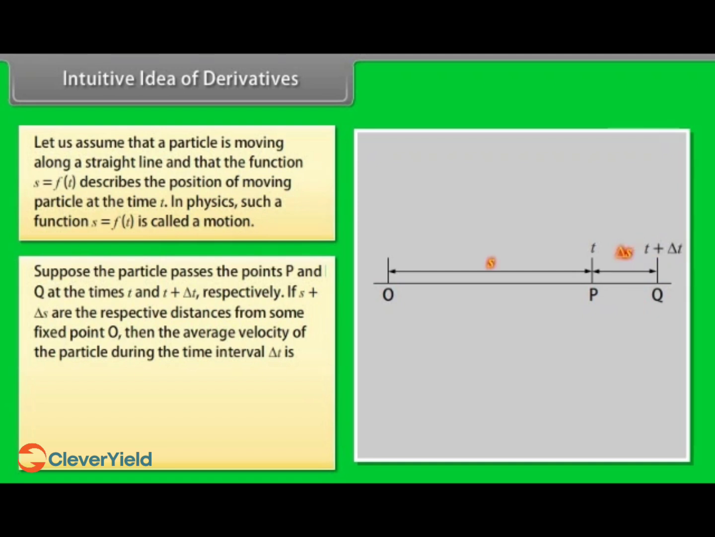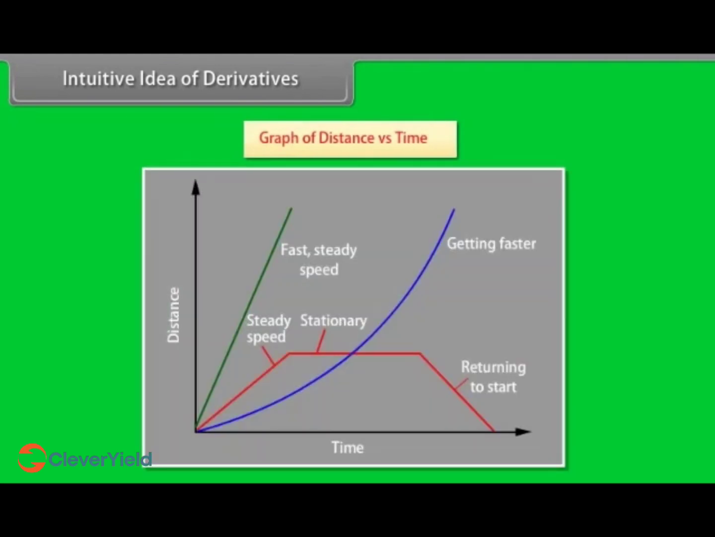If s and s plus delta s are the respective distances from some fixed point O, then the average velocity of the particle during the time interval delta t is delta s by delta t, which is equal to f of t plus delta t minus f of t, whole upon delta t, which is equal to distance travelled upon time elapsed. Below is the graph of distance versus time.